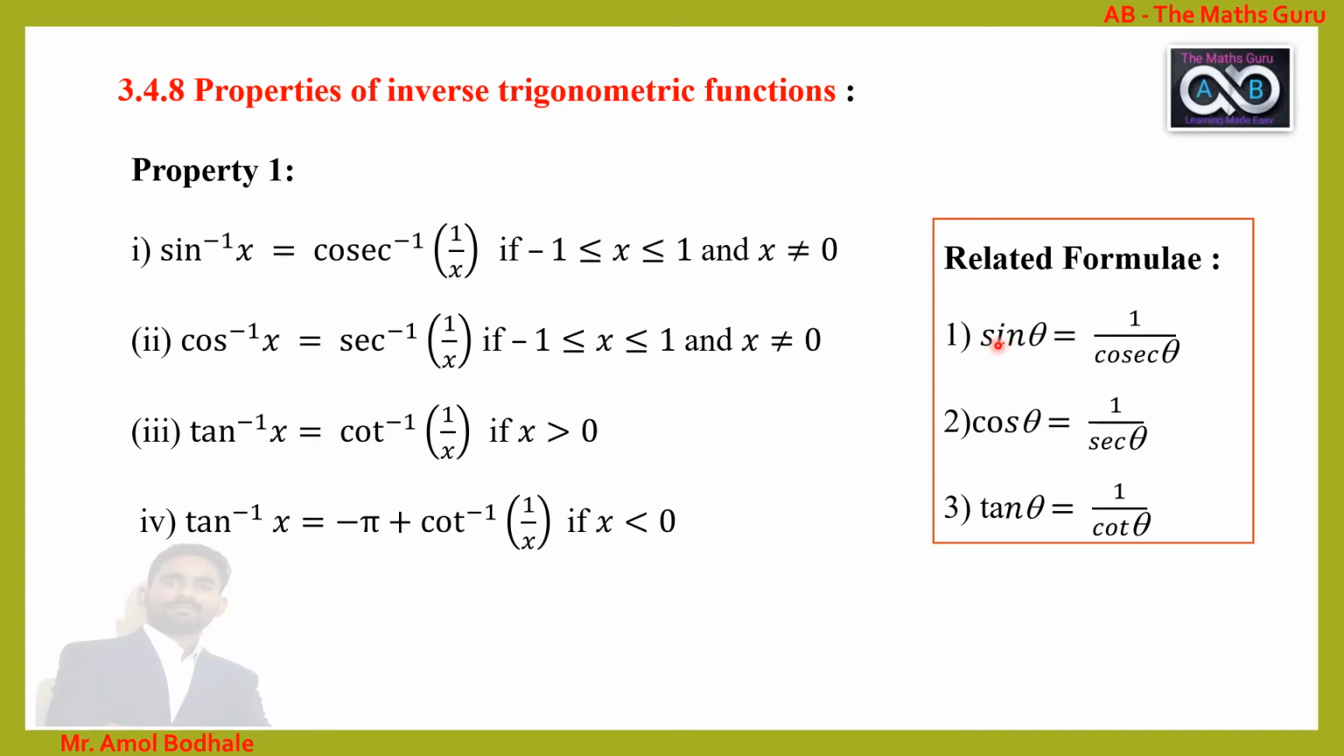As we know, sine theta is 1 upon cosec theta. So here sine and cosec are reciprocals of each other. So in inverse trigonometric functions, the angles are reciprocals of each other. So we can write sine inverse of x is equal to cosec inverse of 1 by x. Similarly, cos theta is 1 by sec theta and tan theta is 1 by cot theta. So we can use this to remember these inverse trigonometric functions.